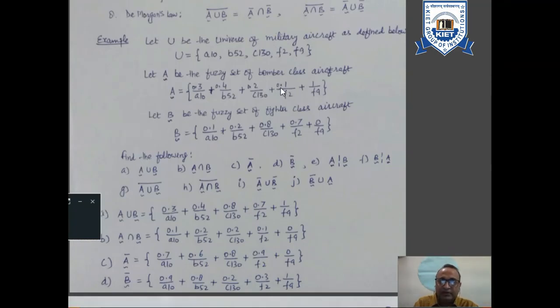F2 is having another very less property, and according to his perception, he felt that F9 is the most suitable aircraft for the bombing facility. That is why he put here membership value 1 along with F9 aircraft. So now here one fuzzy set A has been designed by some specific person.